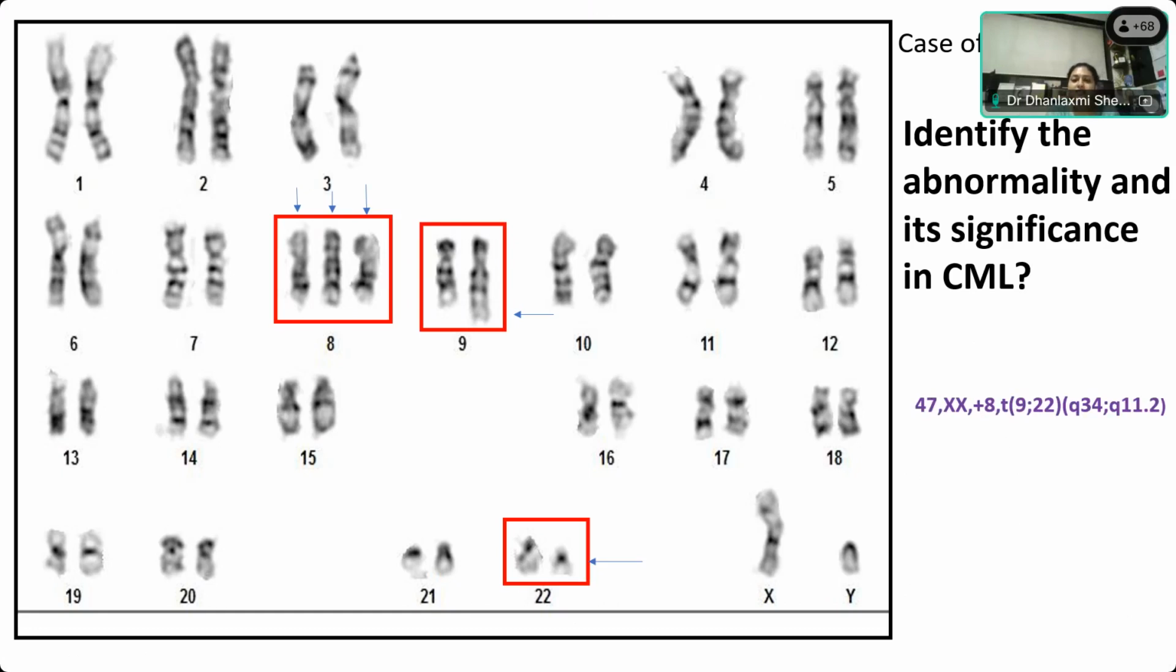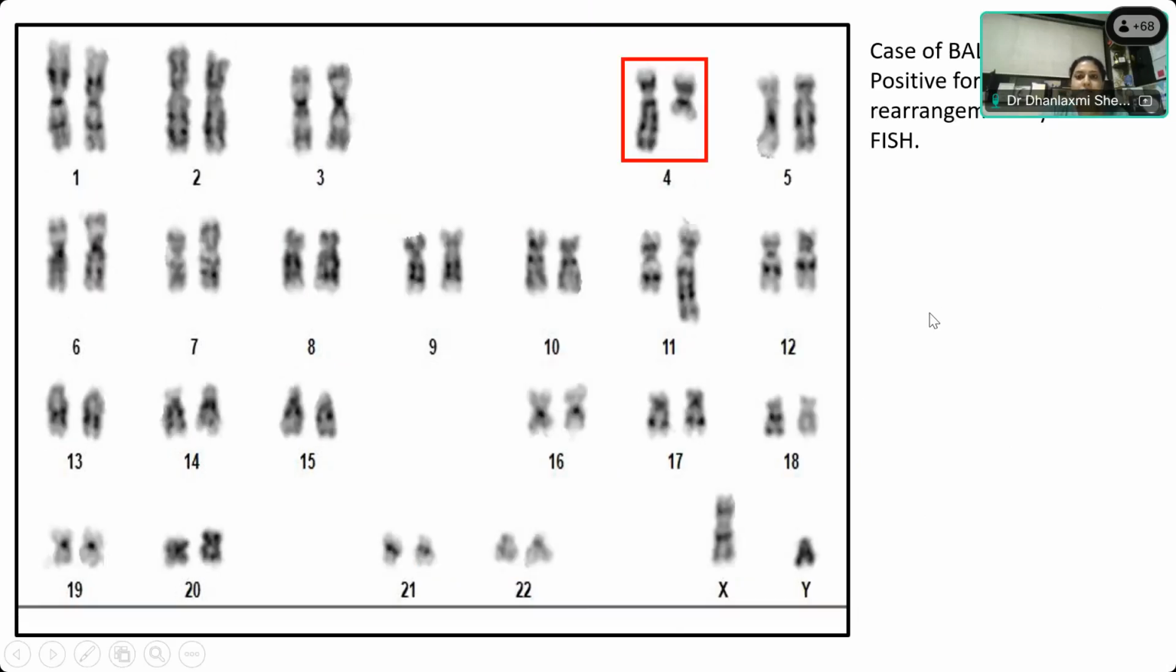Could someone let us know what stage of CML this could be? What could this be predictive of? Someone has answered accelerated phase. Yes, I could see some right answers. CML-BC, blast crisis, right? We'll move on to the next one.